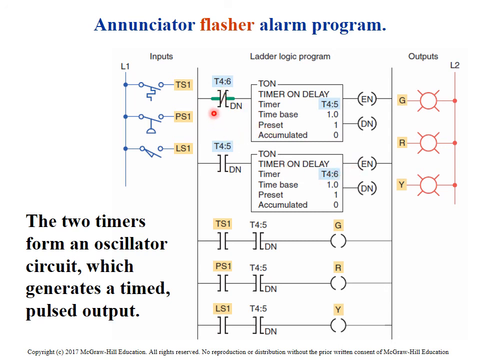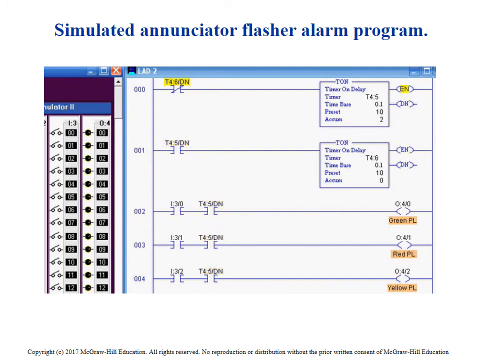So essentially what will happen is this timer here will start timing. We'll get to 1 second, close this guy, and it starts this guy timing. When this guy reaches 1 second, he opens up that guy, which drops that guy out, and he starts timing again. So you end up with a flasher. It's kind of cool. Let's see what the example has for us here.